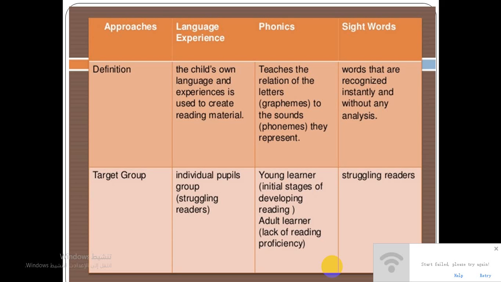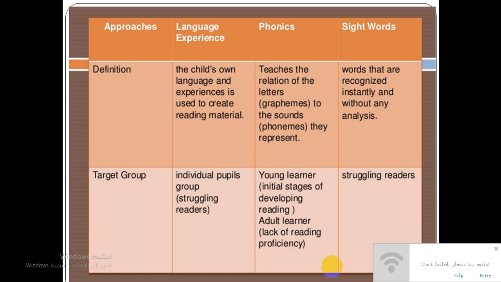In the language experience approach, the child's own language and experiences are used to create reading material. The phonics approach teaches the relation of the letters, graphemes, to the sounds, phonemes, they represent. Sight words are words that are recognized instantly and without any analysis.